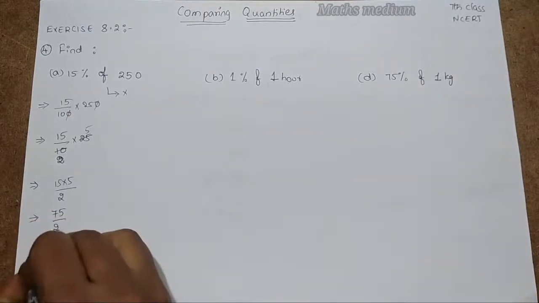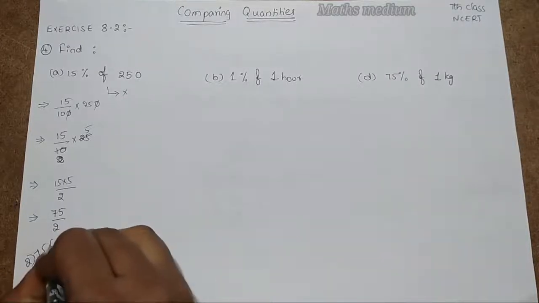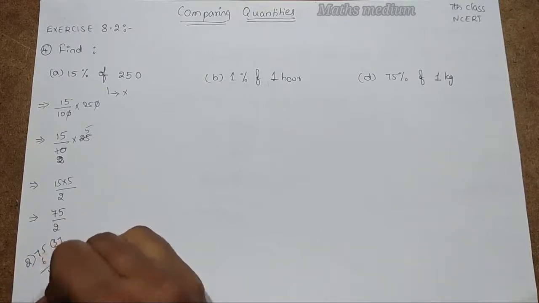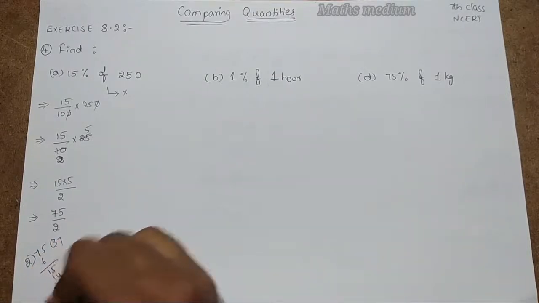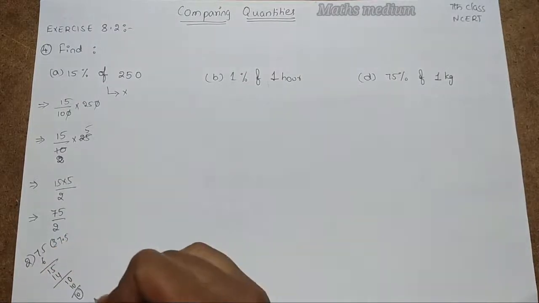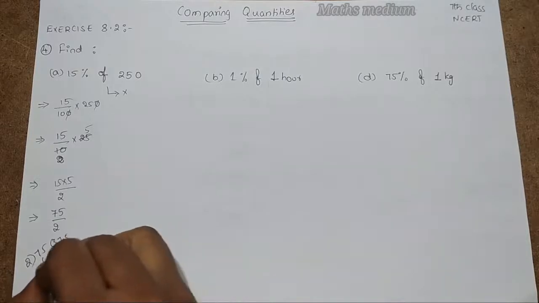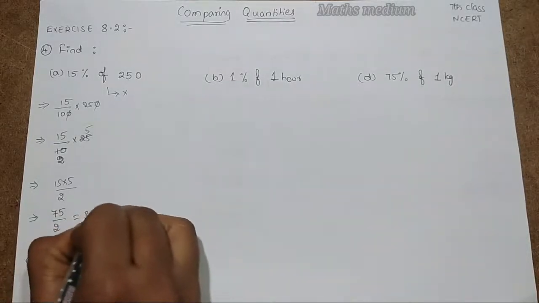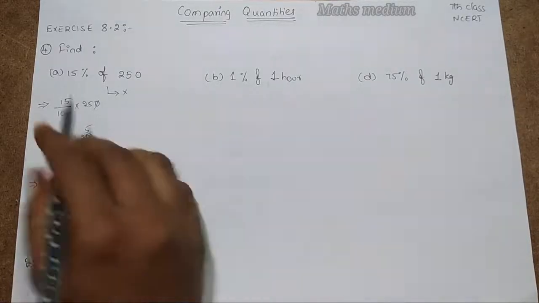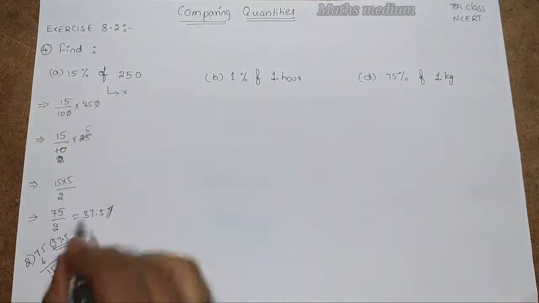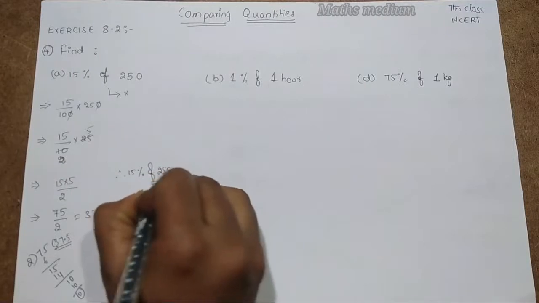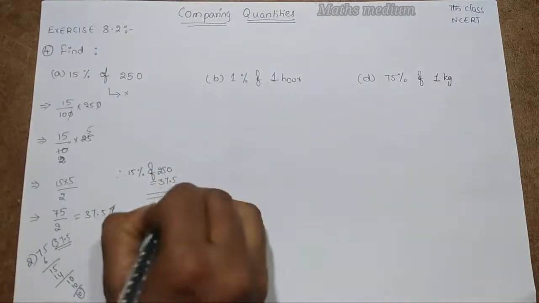Now take 75 here. 2 3s are 6. 15 is remaining. 2 7s are 14. Here gets 1. Put a point here. Get 0. 2 5s are 10. So here we get remainder as 0. So answer is 37.5, because here it is in percentages, right? So therefore 15% of 250 is equal to 37.5 is the answer for this one.